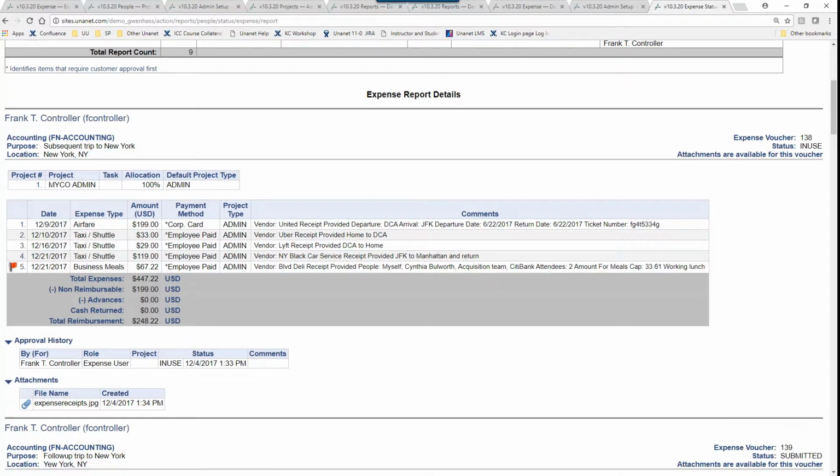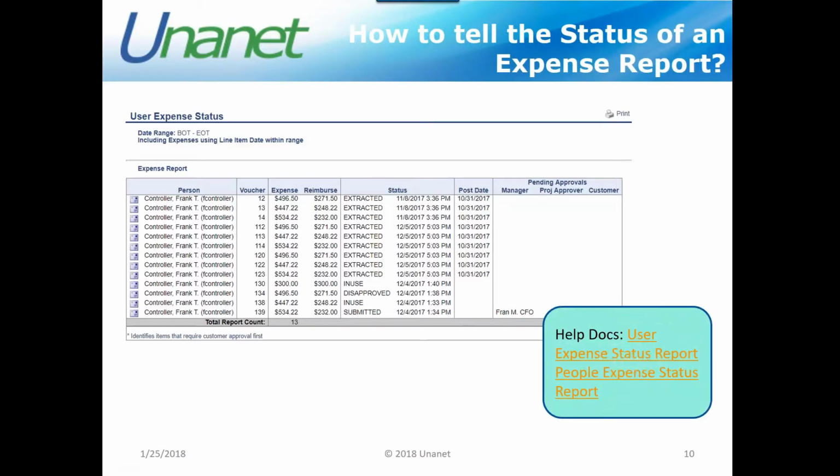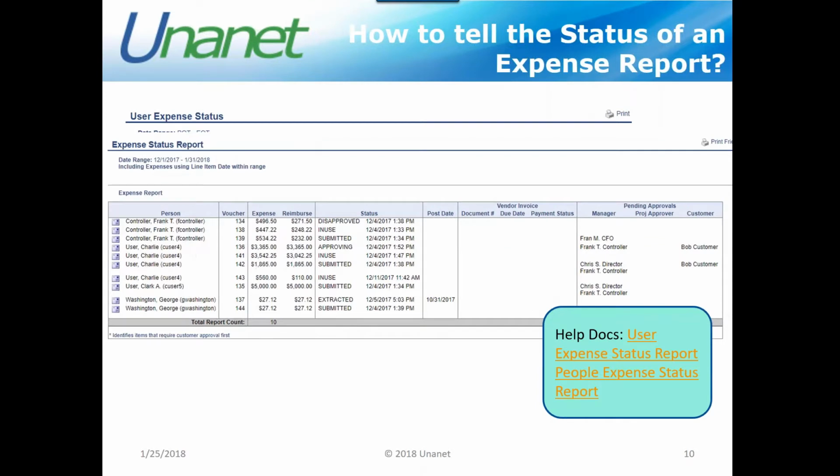So this has helped me out a lot in knowing what I might see or do or have access to, knowing what is the next step that needs to be taken on expense reports. And again, in the help docs, I've given you information specific to that end user expense status report, as well as to the people expense status report. That way, if you're needing to run reports on people, you'll have access to that as well. And there's just a screenshot of that other view of the people expense status report.